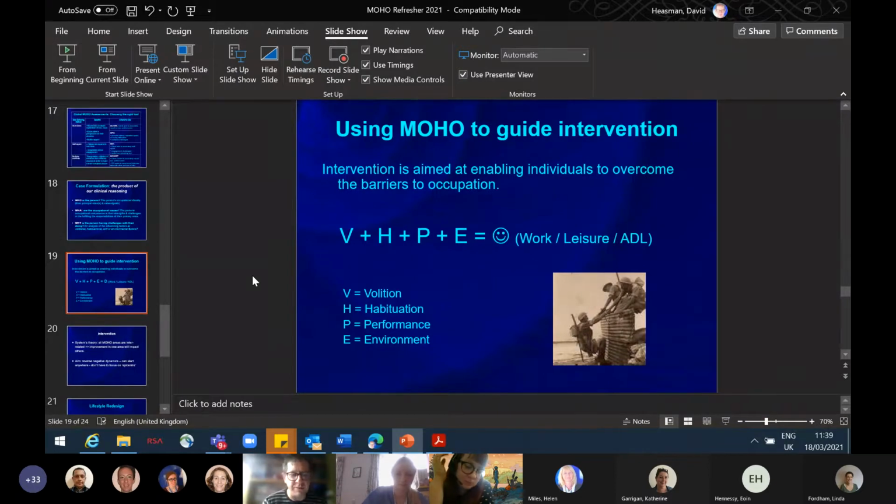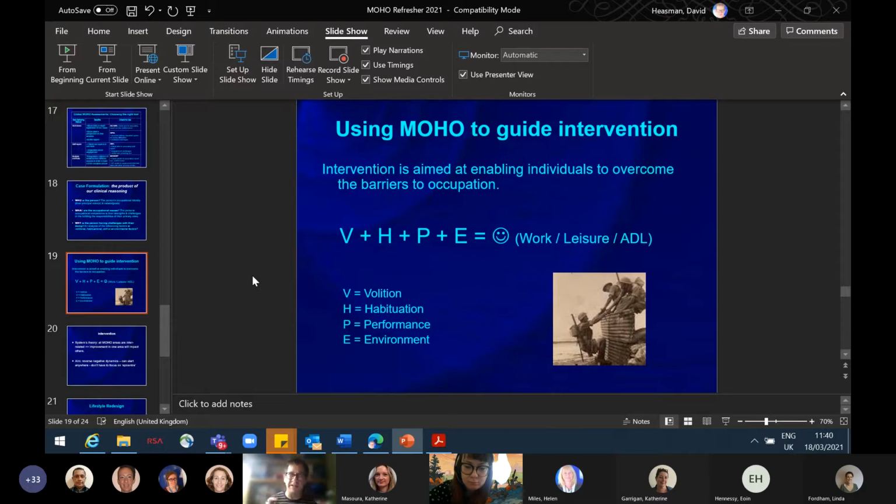So intervention from a MOHO point, well, OT intervention generally is about enabling individuals to overcome the barriers to occupation that we've identified through our assessment. And since MOHO is a systems-based model, as I've just said, all the areas are interrelated. And as such, an improvement in one area will probably have a positive impact on the other areas. So in terms of intervention, it doesn't really matter where you start. That's the liberating thing. You don't have to target.